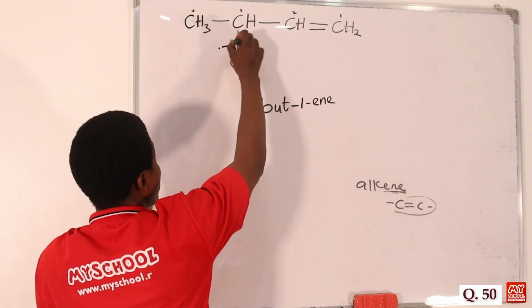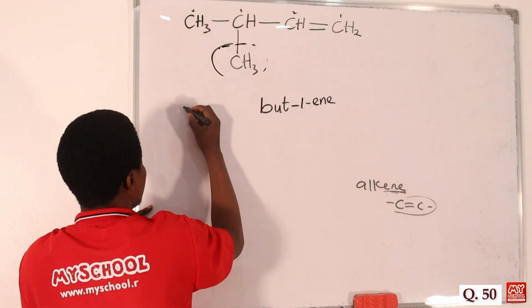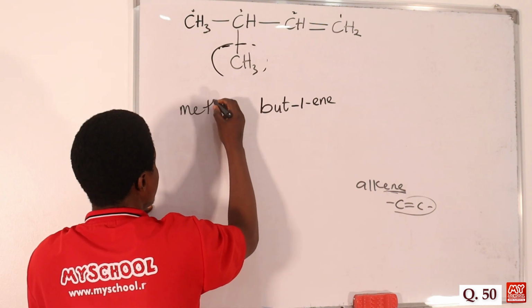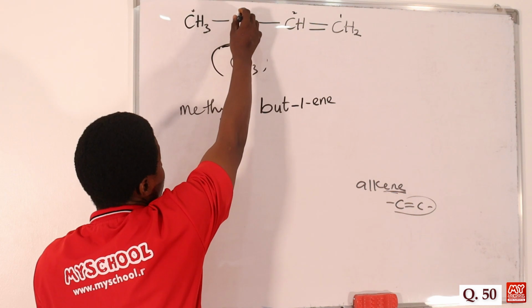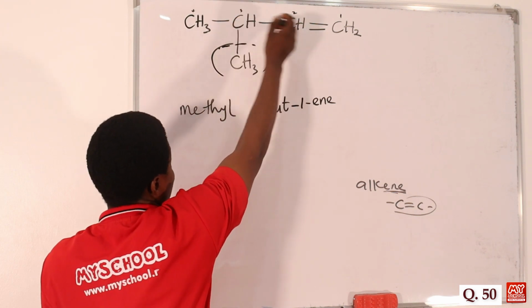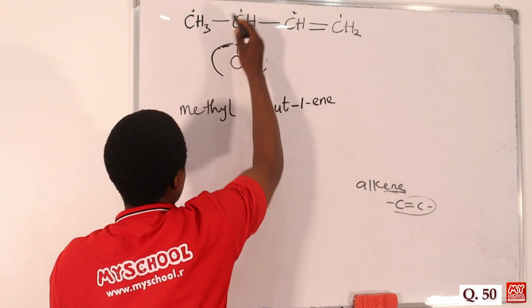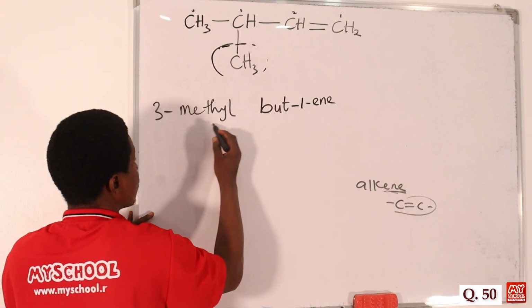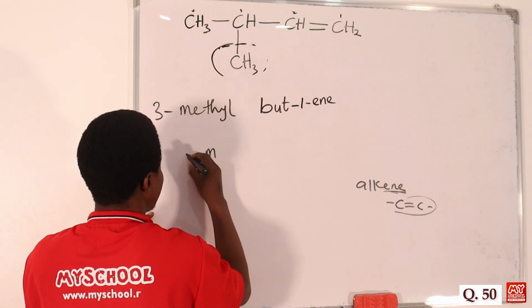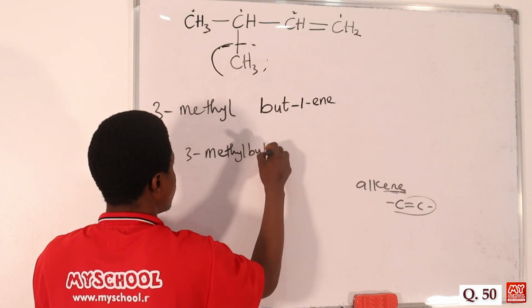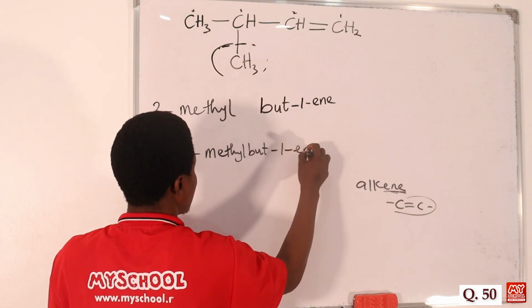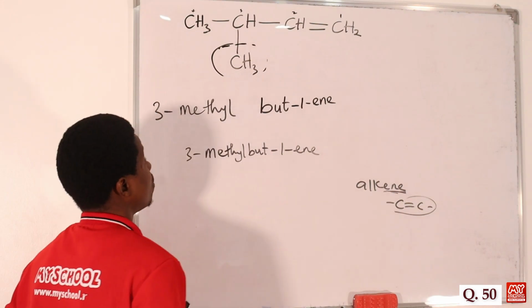So we can see here we have a methyl group. On what carbon atom? Carbon 3. That's where this is attached to, counting from here, carbon 3. So this will be 3-methylbutene. So the answer is 3-methylbut-1-ene, whichever way it is written there.